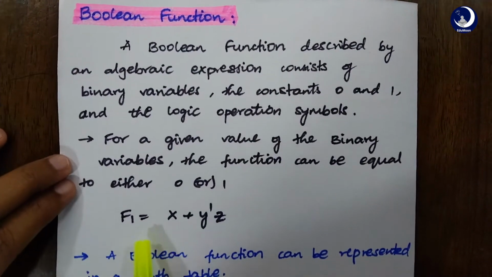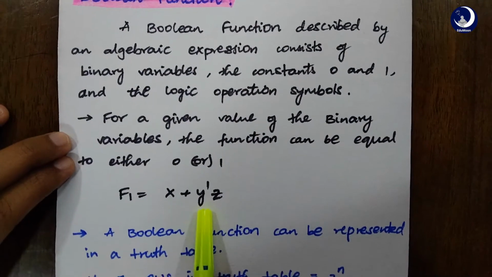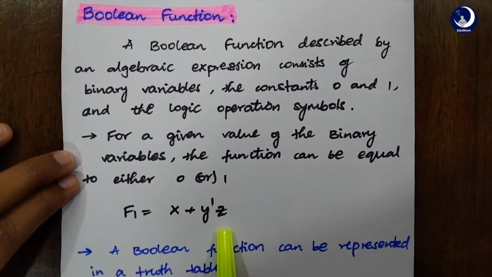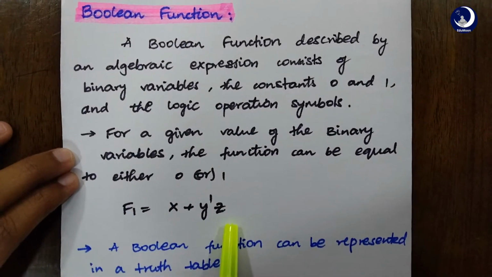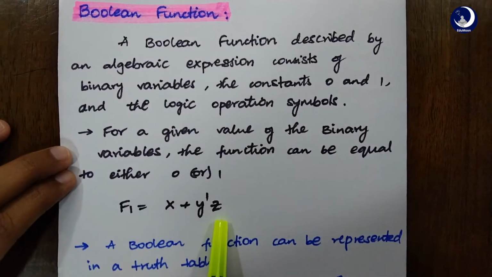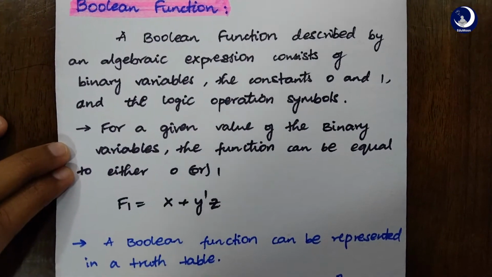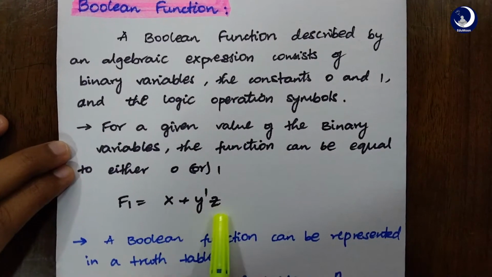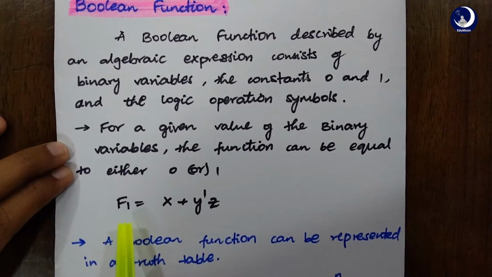Now consider f1 equals x plus y bar z. Now this entire one is called a Boolean function. Here x, y and z are called binary variables. Now each of x, y and z can take either the values 0 or 1. Now depending on these values, 0 or 1 for these variables, f1's value will be determined.